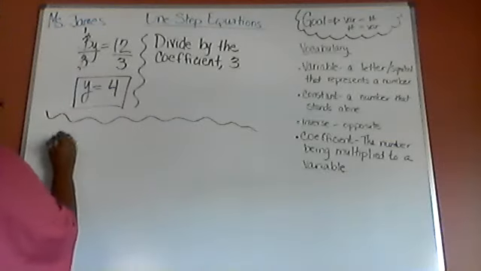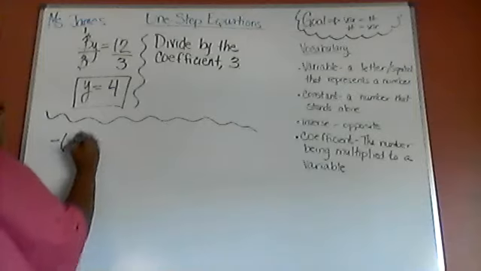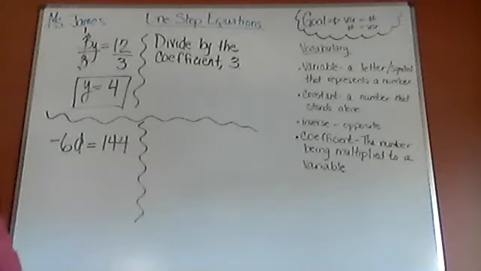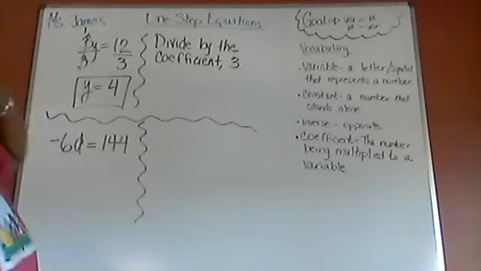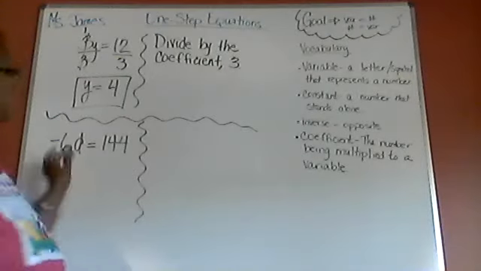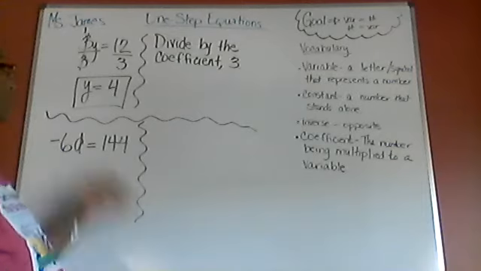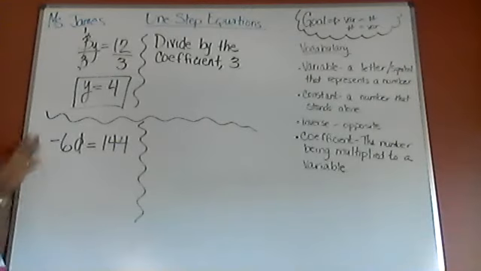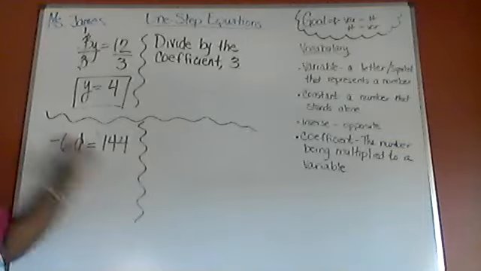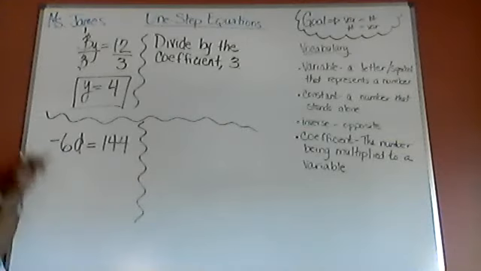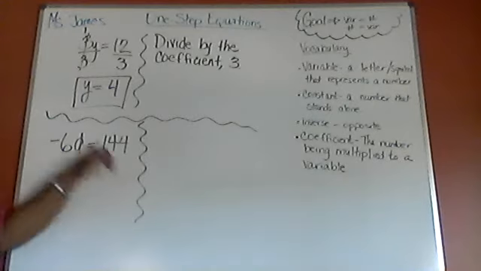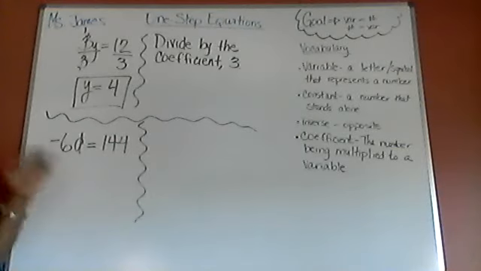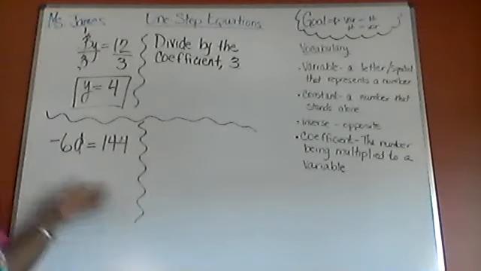So here we have a problem, let's say negative 6d is equal to 144. That's a little bit harder than 3y equals 12 because we can do that in our heads. But it's kind of hard to do 6 times what is going to give me 144. First, we need to think about what we have here. We have a negative times d equals a positive 144. Because this number is negative and this number is positive, my answer has to be negative. Got that? Because a negative times a negative is going to give us a positive. So my answer is going to be a negative number.